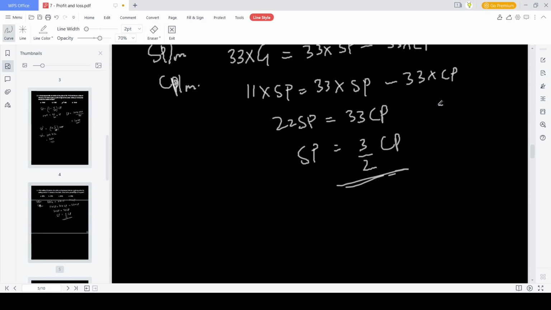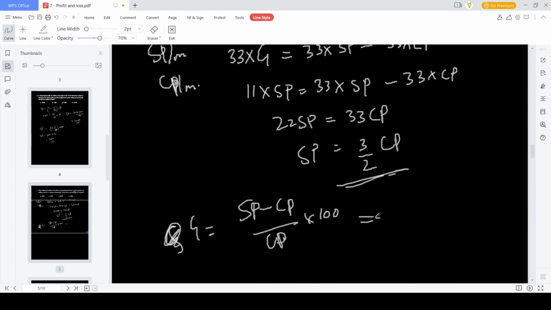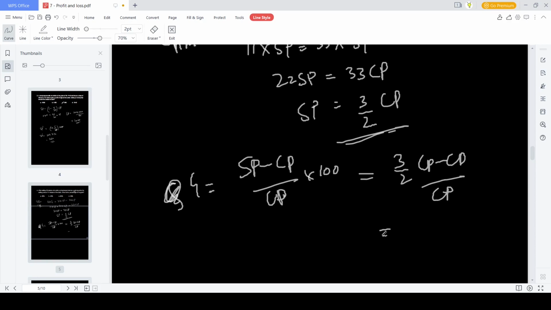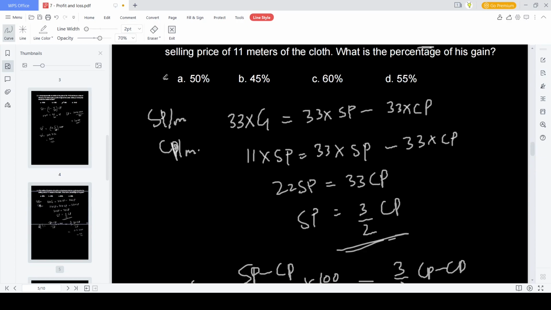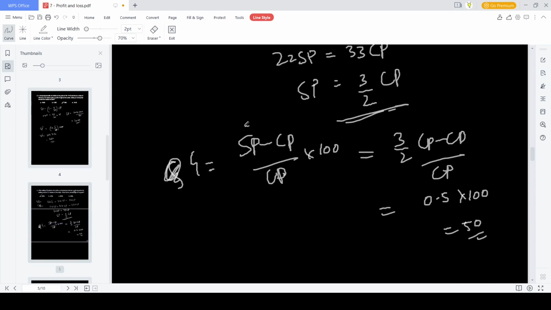The percentage gain is the selling price minus the cost price, divided by the cost price, into 100. So the selling price is 3 by 2 cost price, minus cost price, divided by cost price, which is 0.5. This is 0.5 into 100, which is 50. So there is a 50% gain.